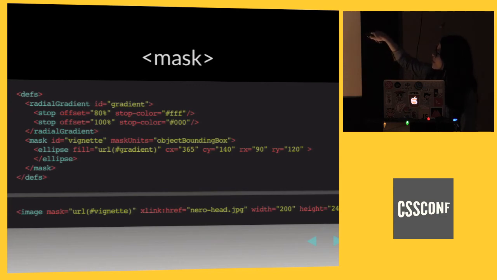And then I've messed up right here. The ellipse is actually being filled with the gradient, and then the image is using the mask as a mask here. So you can really start combining all these SVG pieces together to get super creative. And again, look into these interesting attributes like object bounding box mask units that help you size things properly.